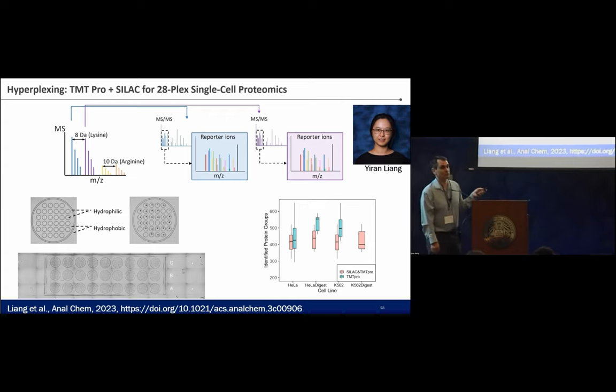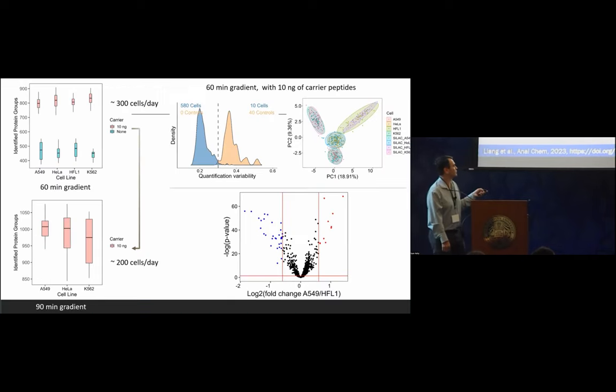Unfortunately, this is without any carrier channel. Our proteome coverage is pretty low, right? 400 or 500 proteins per cell. It's just not what we're used to seeing with label-free. And even with a 10 nanogram carrier, we can get to, you know, about 800 or 900 per cell. With a 60-minute gradient, or with a 90-minute gradient, around 1,000 per cell. So the proteome coverage is not great, and this is something that others have noticed as well, and I think requires a little bit of additional optimization.